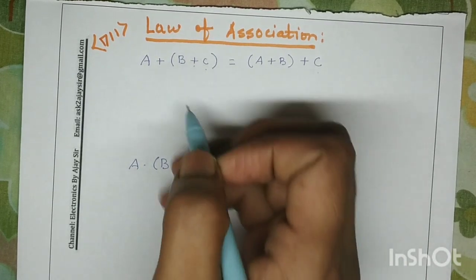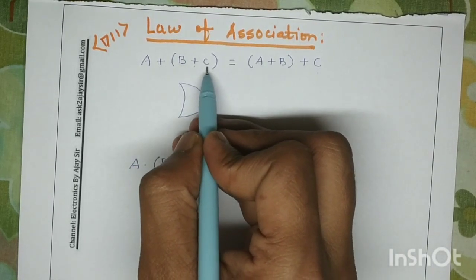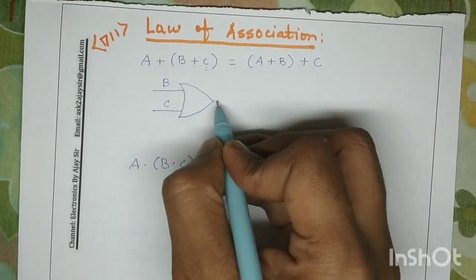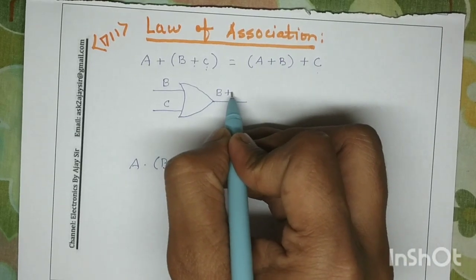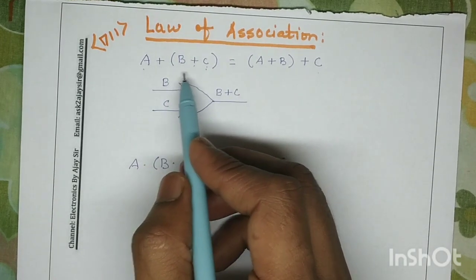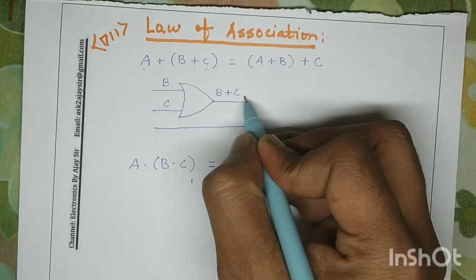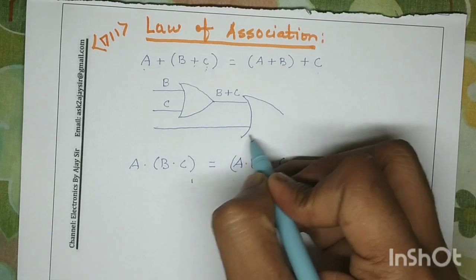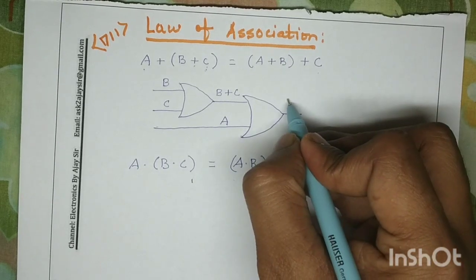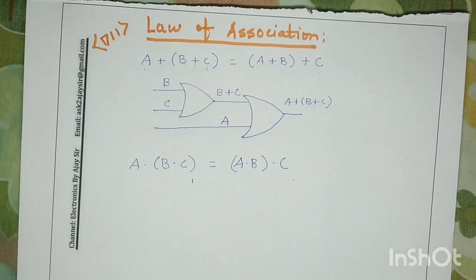For this plus, we have to use an OR gate. There are two inputs, b and c, so I need a two input OR gate. It gives you the signal b plus c. Next, this signal is added with a, so for this plus again I need an OR gate. The other input is a, and it gives you a plus (b plus c).